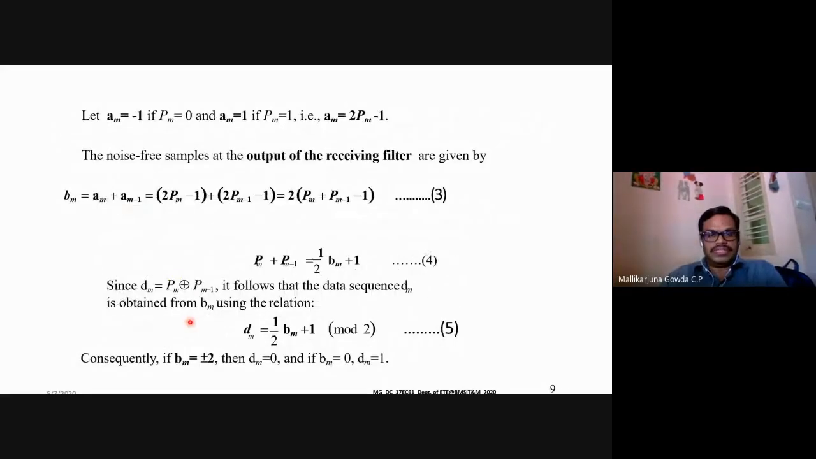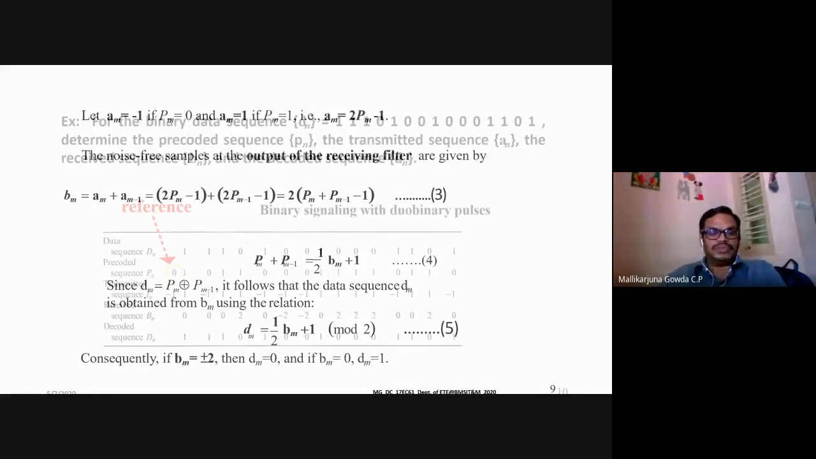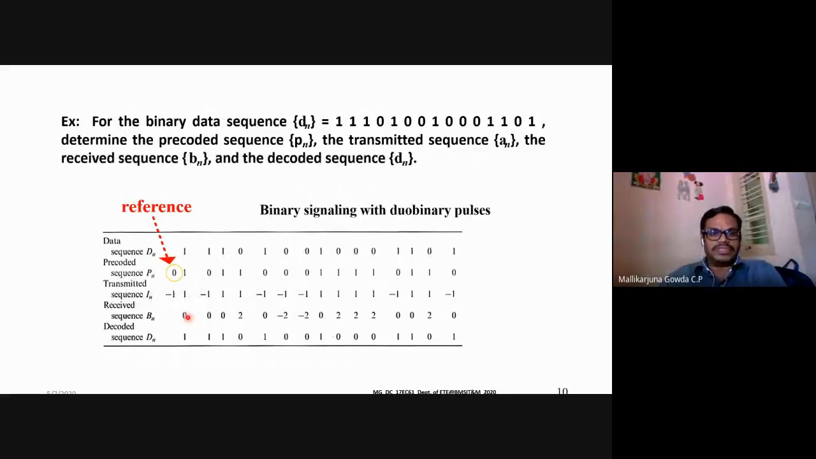I think I wrote it. See, dm will be equal to 1 by 2 bm plus 1. So this is the modulo 2 operation, right? So I found the value of bm, no? That is nothing but bn. So this is my bn, right? This by 2 plus 1. That is the modulo 2 operation, right?